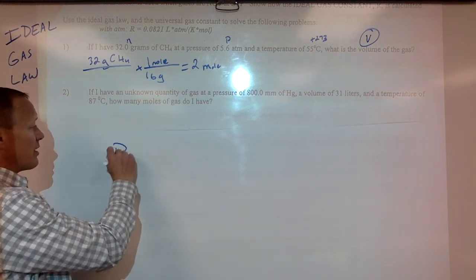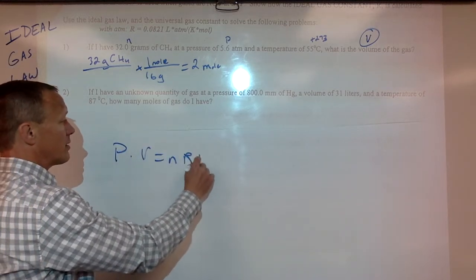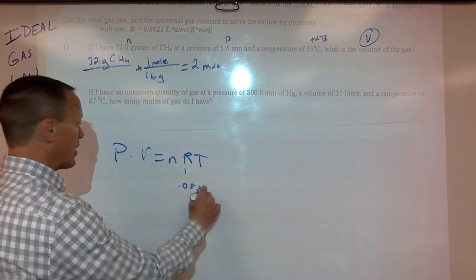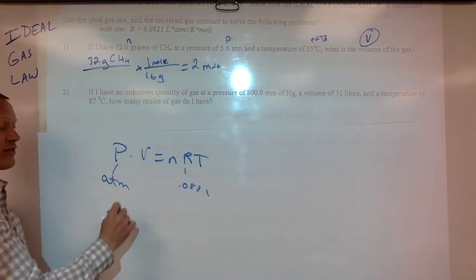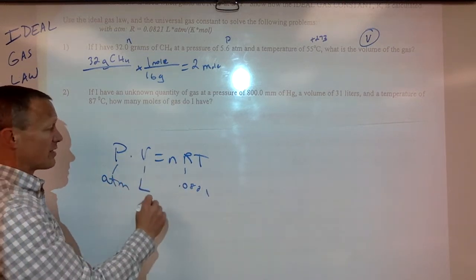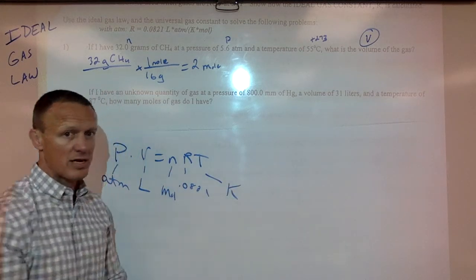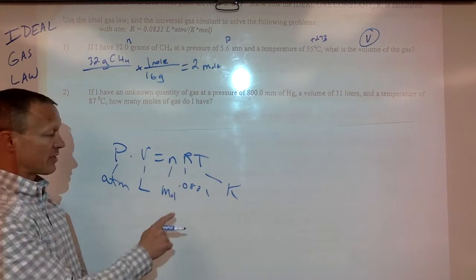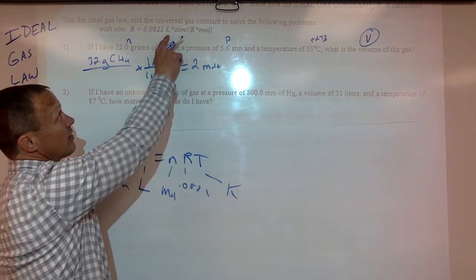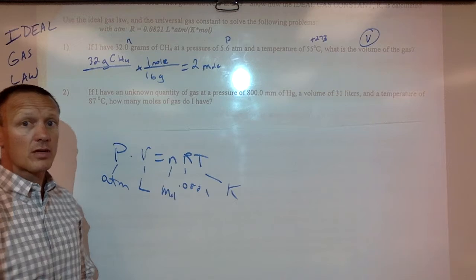So again, as we're doing this, R is always 0.0821. Pressure always has to be in atmospheres. Volume is in liters and n is moles. Temperature has to be in Kelvin. The reason those have to be in those units is because this value right here is in those units.